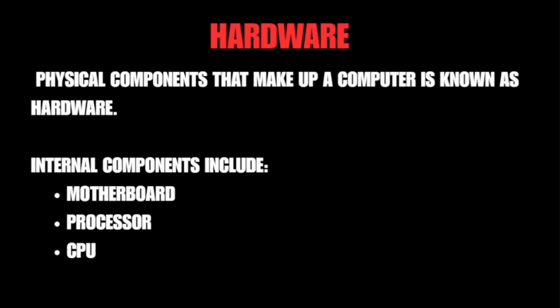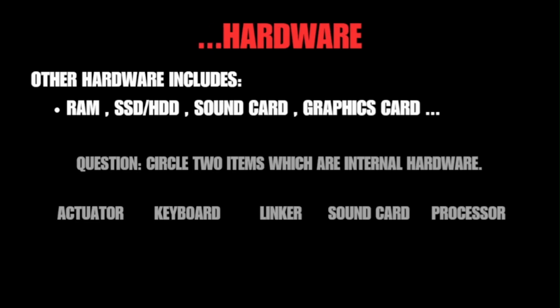Alright, now we have the internal hardware components, which include the RAM, and then we have the other hardware components, right? As I was saying, the RAM, the SSD, the HDD, which is for the secondary storage, and we have the sound card and the graphics card. The sound card is responsible for all the audio output and input from our device, and the graphics card is responsible for the display.